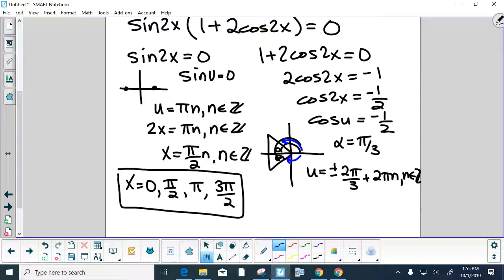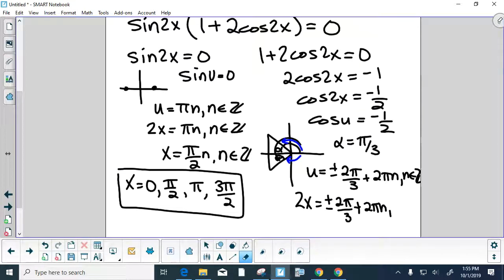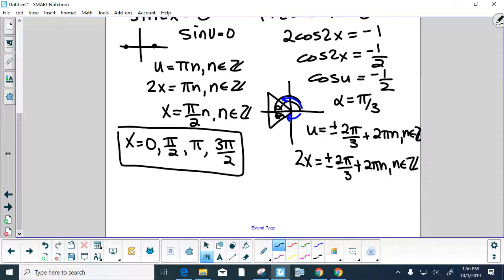But u is 2x. So this is 2x equals plus or minus 2 pi over 3 plus 2 pi n, and n an element of the integer set. Okay, now I'm going to divide by 2. So x equals plus or minus pi over 3 plus pi n, nice. And n an element of the integer set.